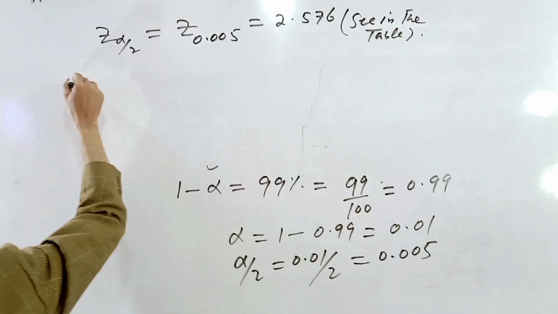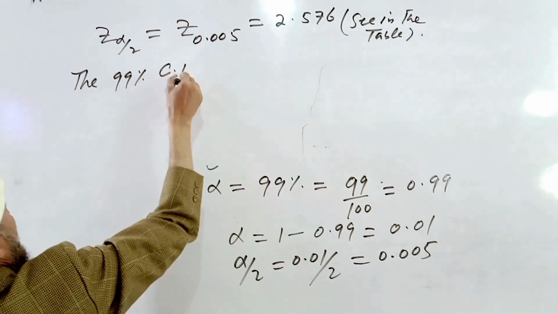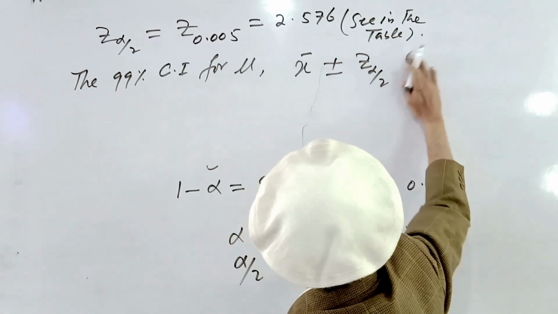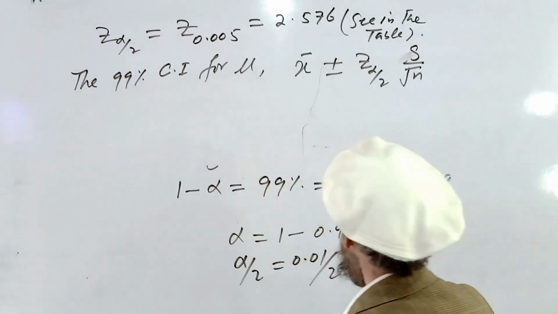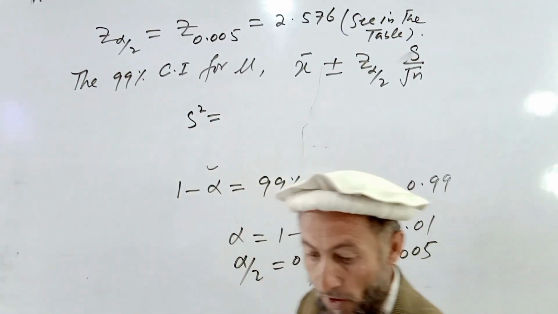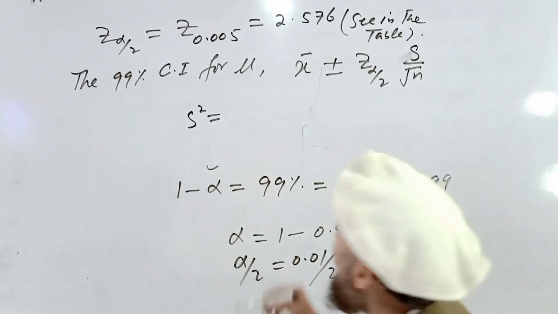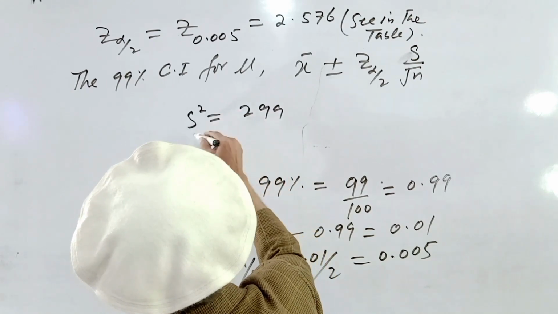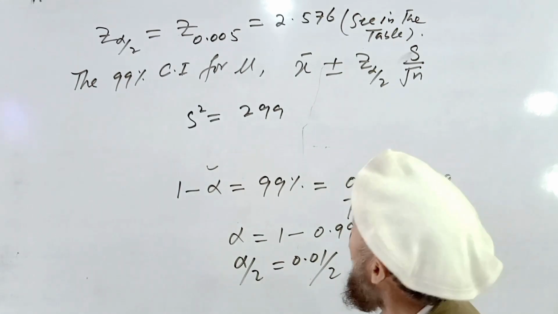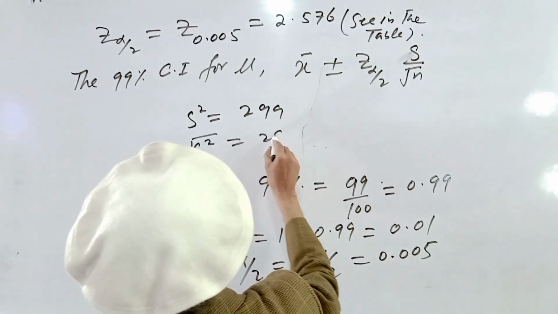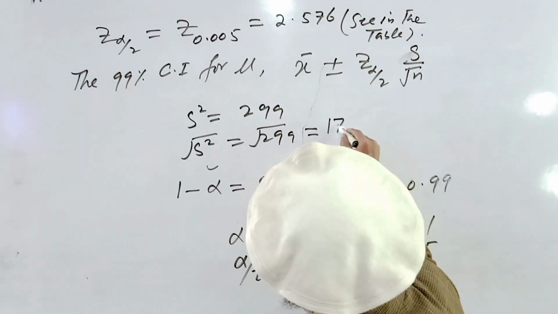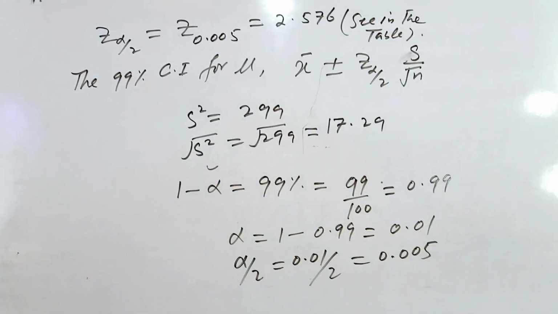So now, as we know, the 99% confidence interval for the population mean is x bar plus minus z alpha by 2 times s divided by the square root of n. Here in the question s square is given, s square is 299. So we take the square root on both sides. Using the calculator, the result is 17.29.